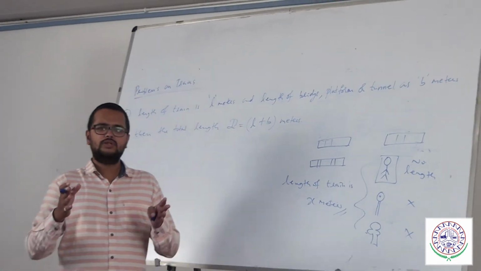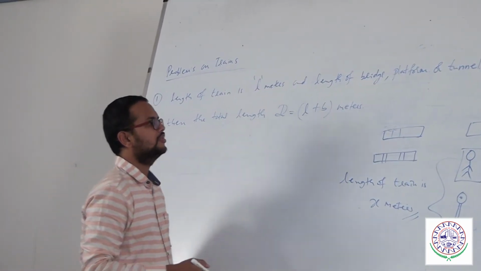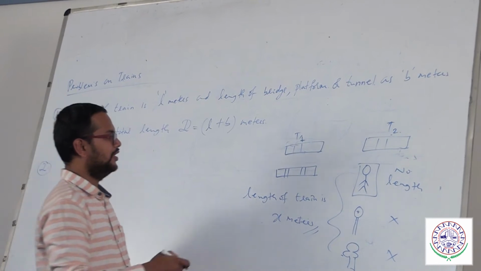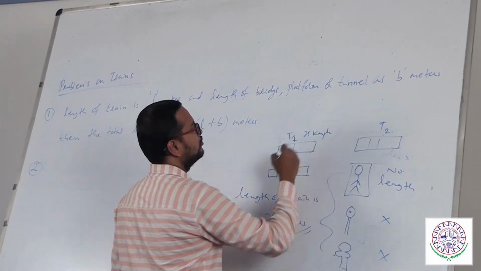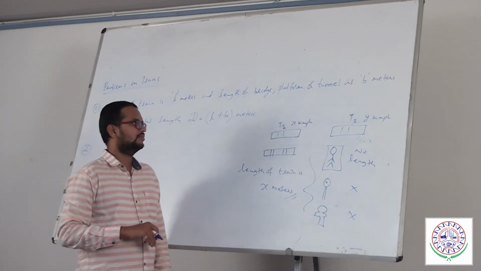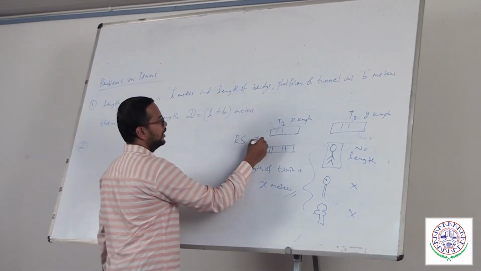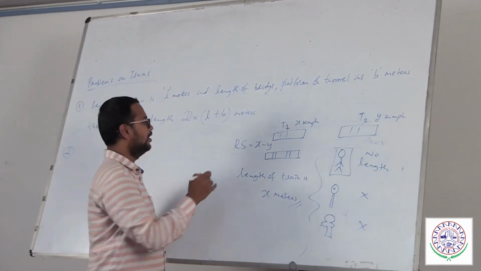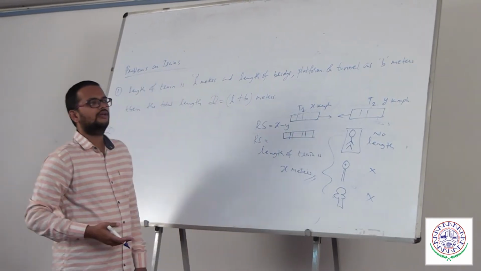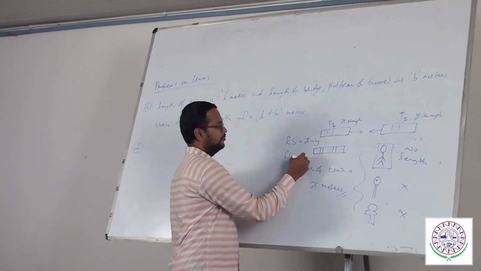Then similarly, now we come across two trains. Suppose two trains are moving in the same direction. Say this is train 1 and train 2. Consider train 1's speed is x kilometers per hour, and this is y kilometers per hour. If both are moving in the same direction, then we come across relative speed. The relative speed will be x minus y. If they are moving towards each other, on a parallel line, then the relative speed will become x plus y.